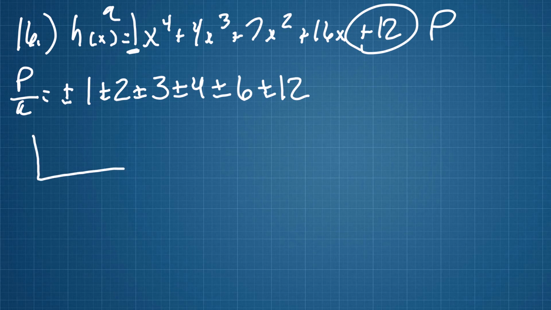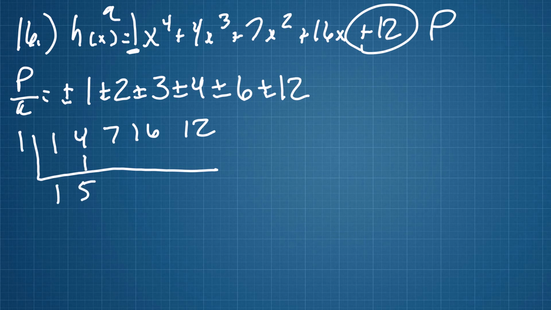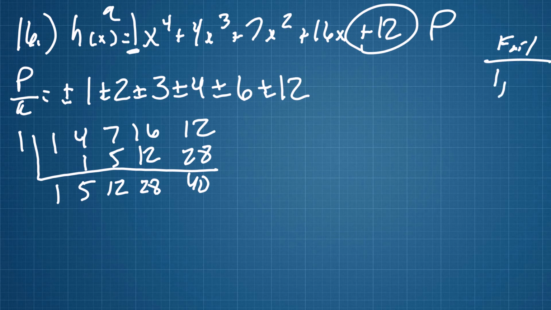All right. Make my box. Inside the box, I have 1, 4, 7, 16, and 12. Outside, I'm going to try 1. Drop down the 1. 1 times 1 is 1. 4 and 1 is 5. 1 times 5 is 5. 7 and 5 is 12. 12, 28, 28, 40. So remember, I'm going to make my fail list over here. And 1 is the first thing that fails.